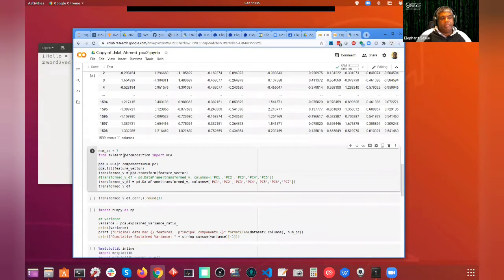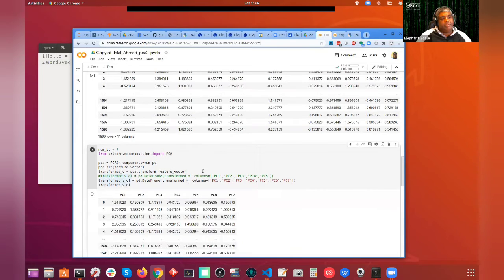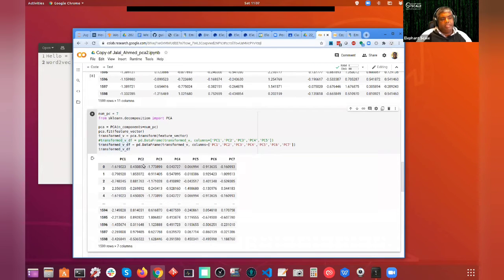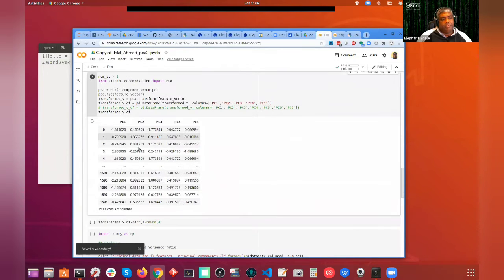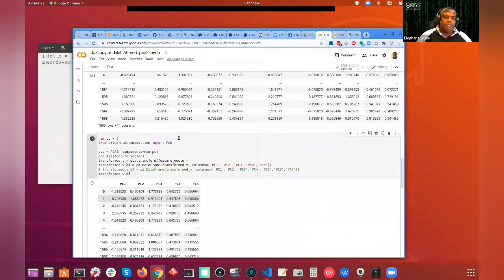So for PCA, how many components do you want? Here we are doing 7. You can see numpc is 7, and basically we are transforming the feature vector. Let me show you guys this. I know you had 5 too, so let me just do 5 real quick to illustrate the point. So we're reducing 11 columns into 5 PCs. And you can see the PCs are completely different. You cannot find a similar number. They look completely different from the original data.